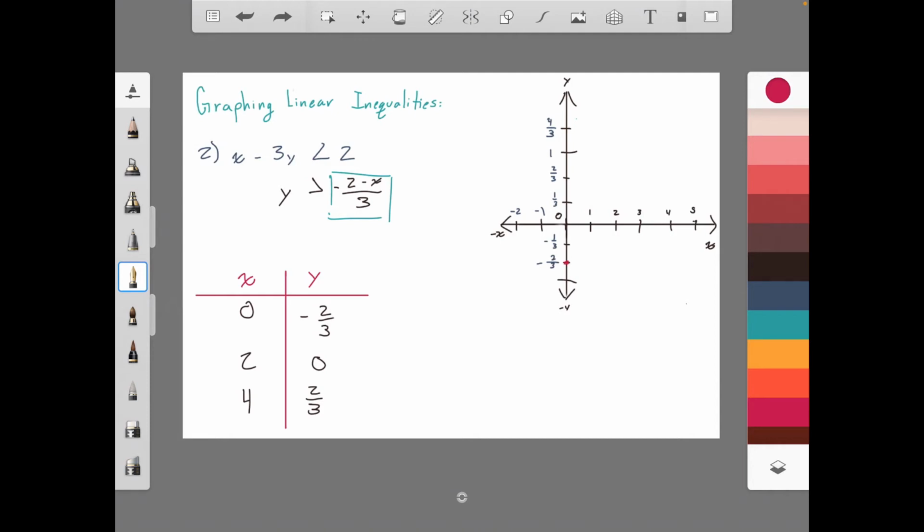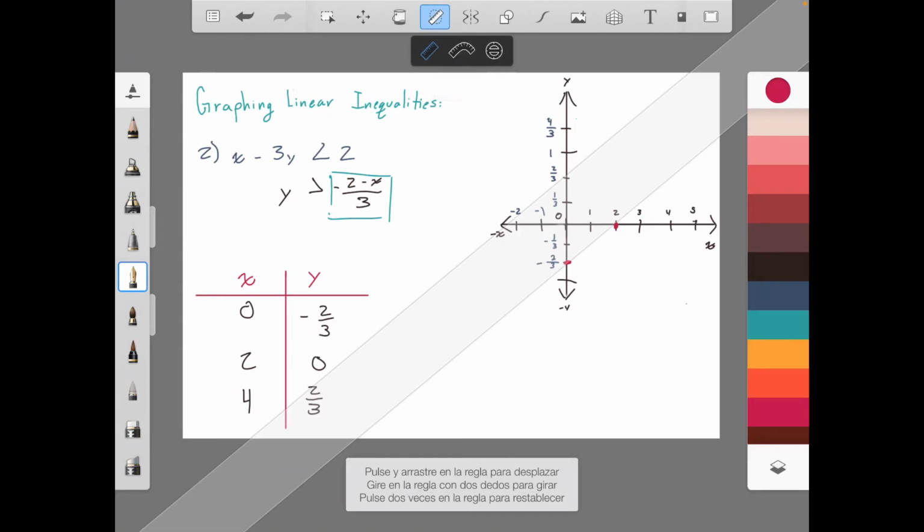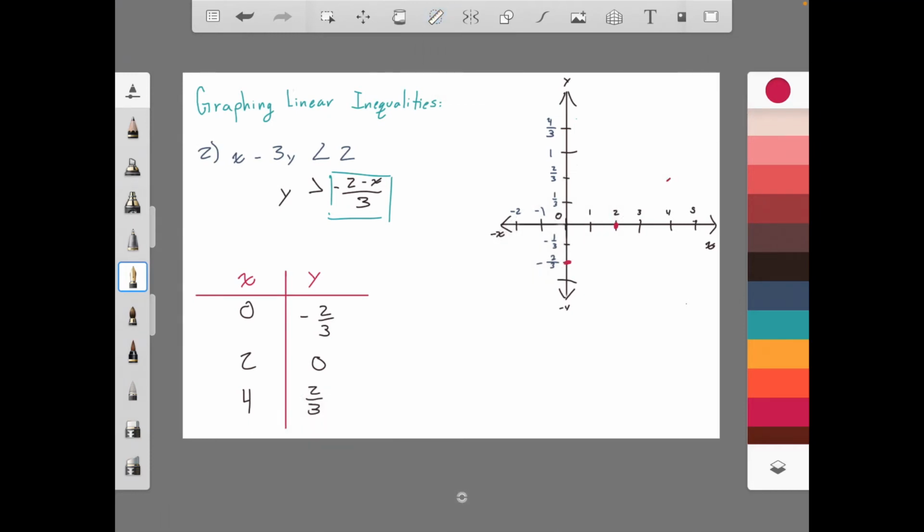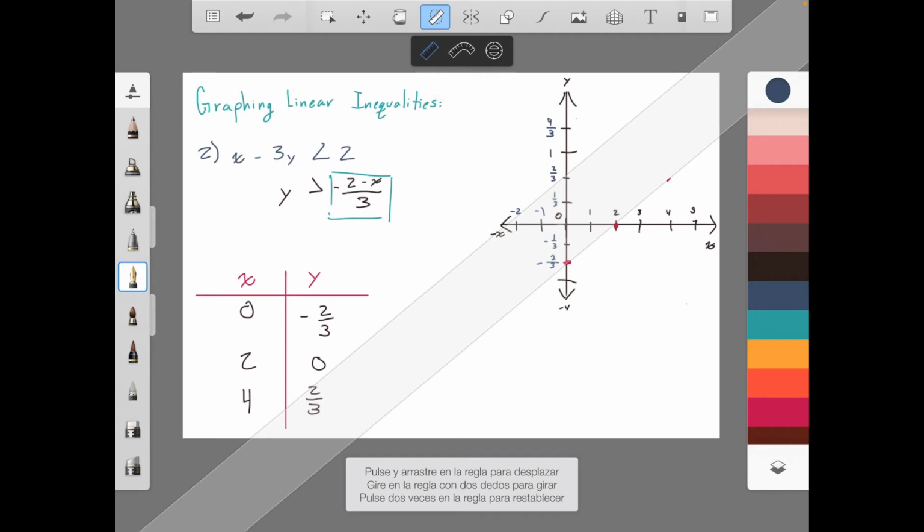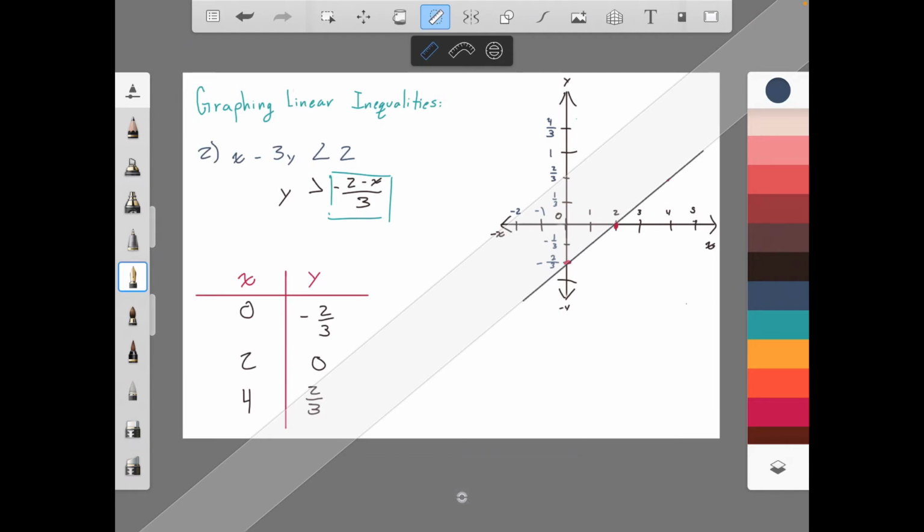So we grab our first point there. We do the same thing with our second point, and we do the same thing with our third point, which is going to be around there. Okay, and then what we do is that we must connect our points.